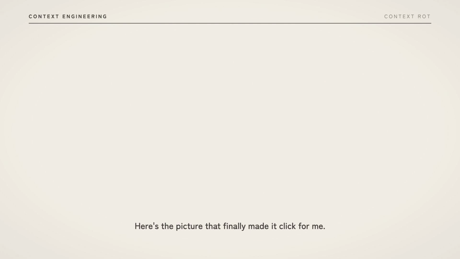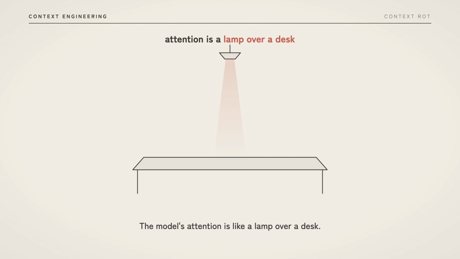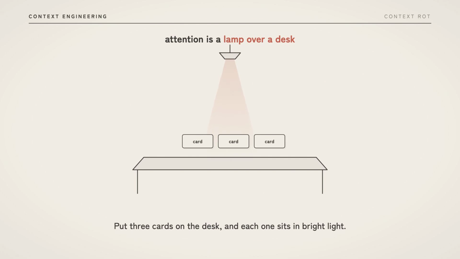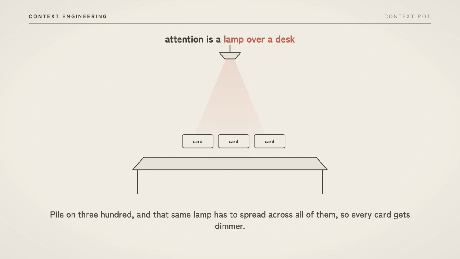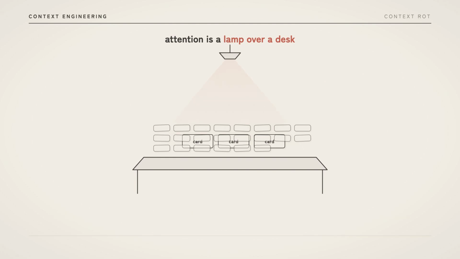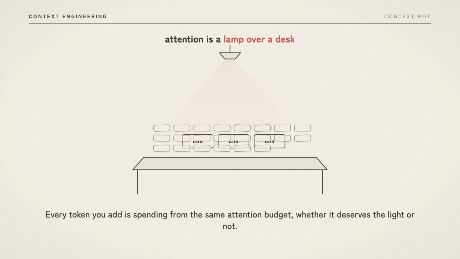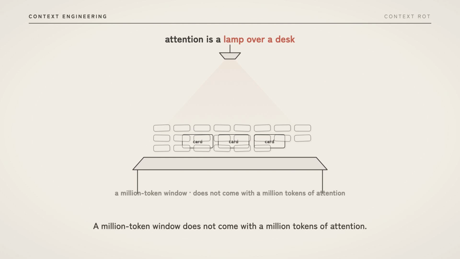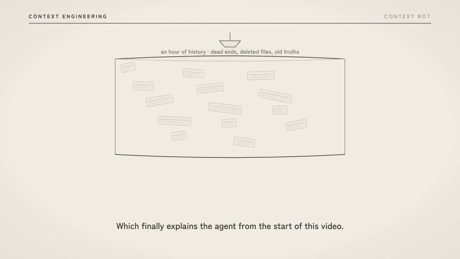Here is the picture that finally made it click for me. The model's attention is like a lamp over a desk. Put 3 cards on the desk, and each one sits in bright light. Pile on 300, and that same lamp has to spread across all of them, so every card gets dimmer. Every token you add is spending from the same attention budget, whether it deserves the light or not. A million token window does not come with a million tokens of attention. Which finally explains the agent from the start of this video.